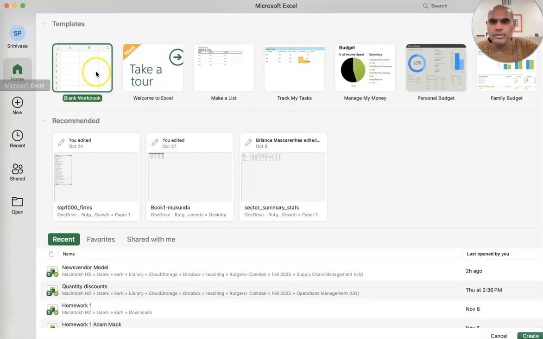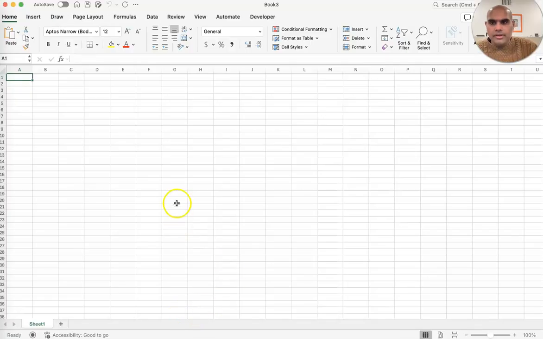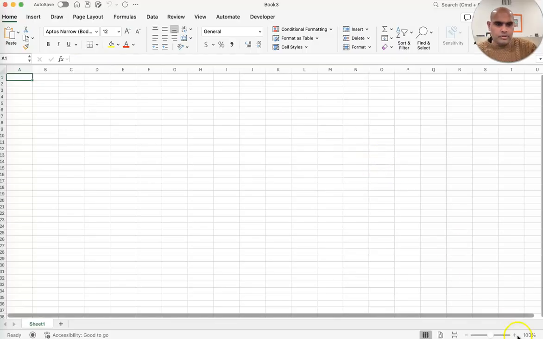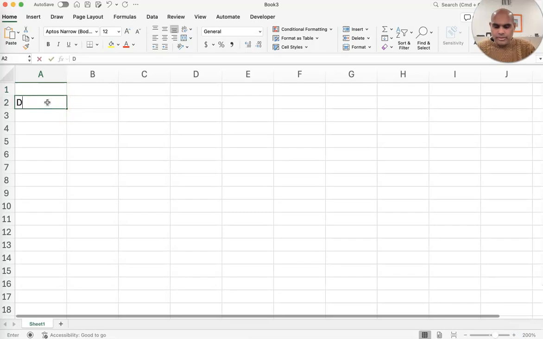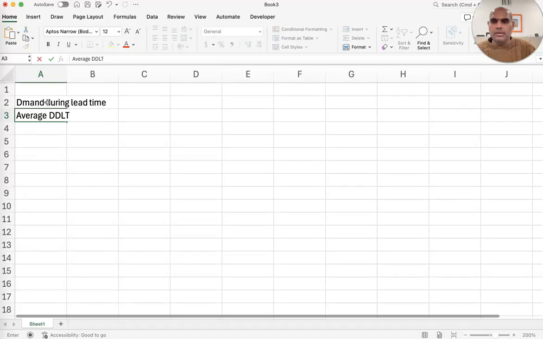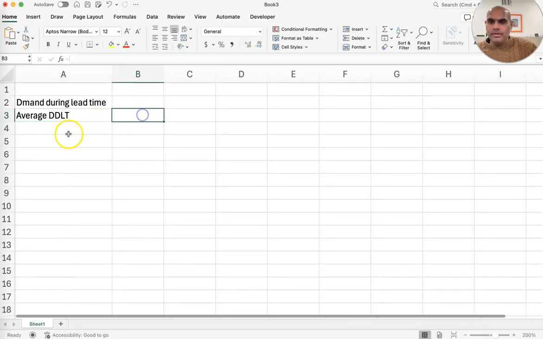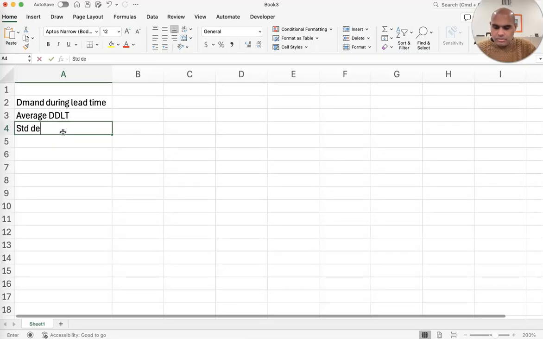Let's say that we open up an Excel file right here, and we make the font bigger so you can follow some of this calculation. So demand during lead time, right? We say average demand. I'm going to call it DDLT. That's average demand during lead time. And standard deviation of demand during lead time.